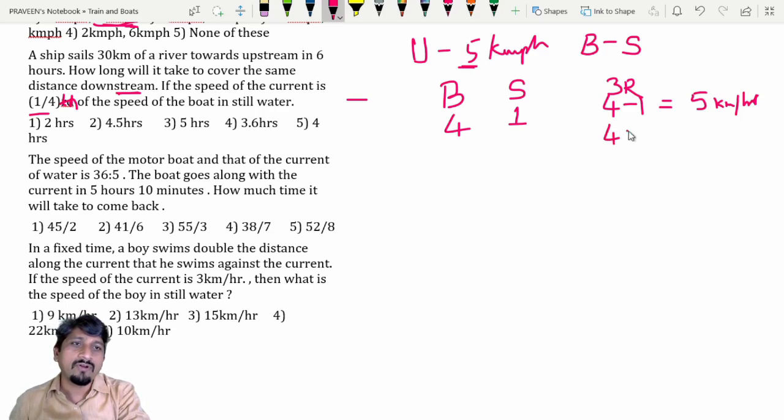And 4 plus 1 should be how much then? 4 plus 1, 5 ratio is equal to how much? So this we have to do. So 5 by 3 into 5.